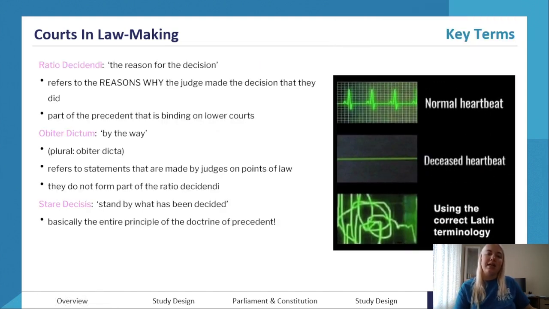Key terms when you're discussing precedent and common law that you should know include ratio decidendi, obiter dictum, and stare decisis. So ratio decidendi refers to the reason for the decision. This is the part of precedent or common law principle that is legally binding on all those lower courts in the court hierarchy. And it refers specifically to the reasons why the judge made the decision that they did. So exactly based on what circumstances and things that the accused or the defendant did, was that decision handed down. So in any future case, if any of those circumstances are matching up, that means we must follow this precedent.